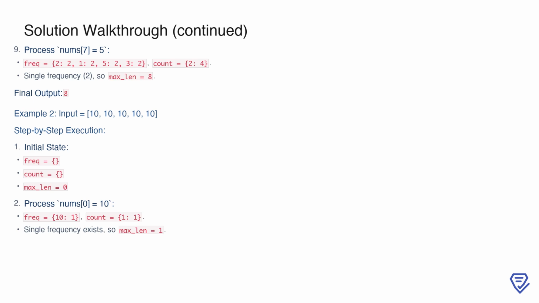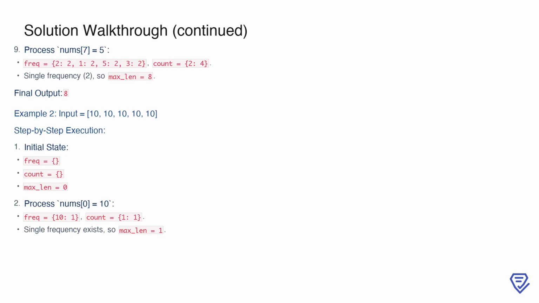Processing the last number, 5, increases its frequency to 2. This updates frequency to {2: 2, 1: 2, 5: 2, 3: 2}, and count to {2: 4}. Now, all numbers share the same frequency of 2, so max_len becomes 8. The final output for this example is 8.